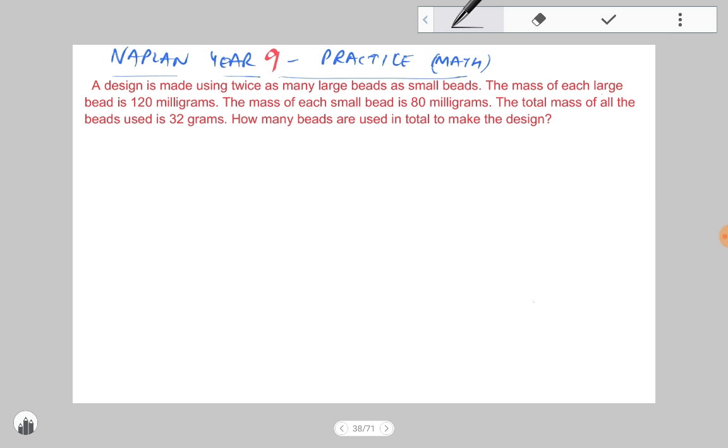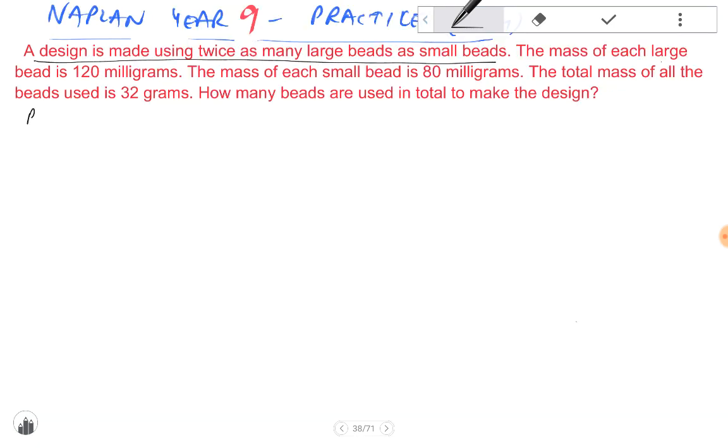So this is a fairly complex problem, and we will try and split it into three parts. The first part of the problem tells us about the relationship between the small beads and the large beads. They're saying that if we had one small bead used in the design, twice as many large beads are being used. So if we use one small bead, we will have to use two large beads as part of the design.